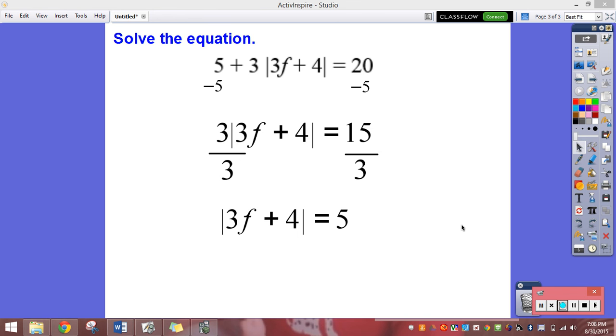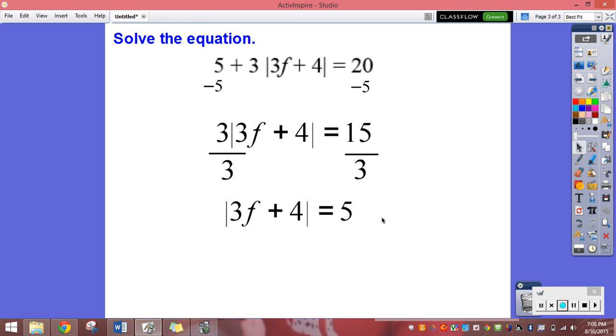So now that I have removed everything outside the absolute value bars from the left side of this equation, I can take into consideration the fact that 3f plus 4, whatever value I plug in for f, if I get positive or negative 5, once I take the absolute value, it would still equal 5. So I'm going to break up this equation into the two cases, where what's inside the bars could equal 5, or what's inside the bars could equal negative 5.